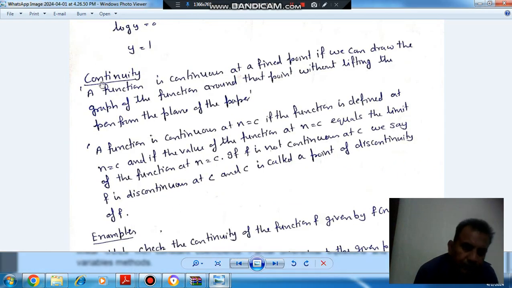So the definition of continuity is: a function is continuous at a fixed point if we can draw the graph of the function around that point without lifting the pen from the plane of the paper.